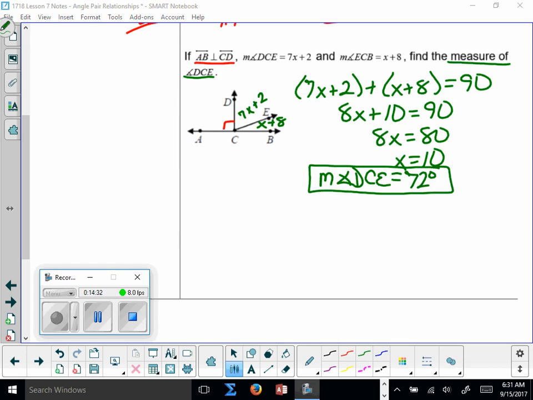All right, so the very first piece of information told me I had a 90-degree angle where ray CD meets line AB. I use that information to say my two angles, DCE and ECB, were complementary, and I solve for x. Then I substituted x back in, and the measure of angle DCE is 72 degrees.